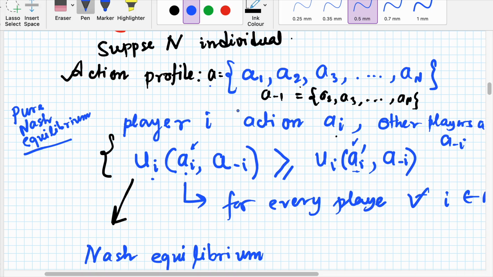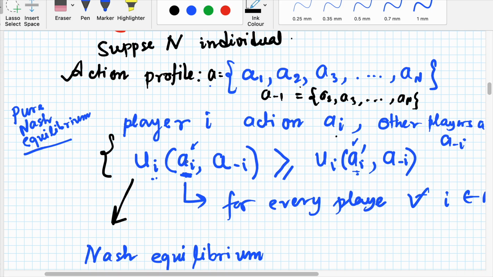That means this action profile is an equilibrium in the sense that if all the individuals adopt this equilibrium, then if any individual i deviates from the prescribed action a_i to any other action a_i prime, that individual will not benefit from such deviation. So if all the individuals remain in Nash equilibrium, there will be no incentive to unilaterally deviate for gaining his or her utility.